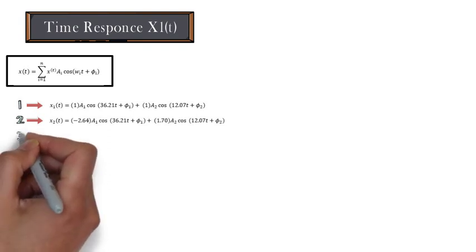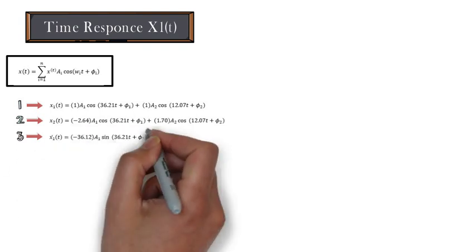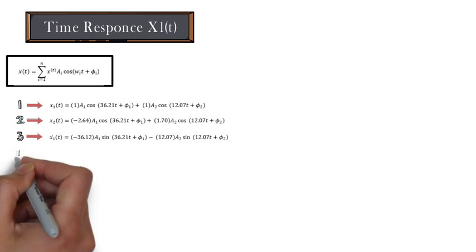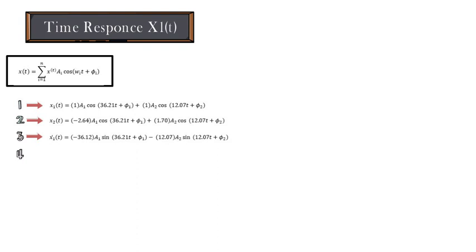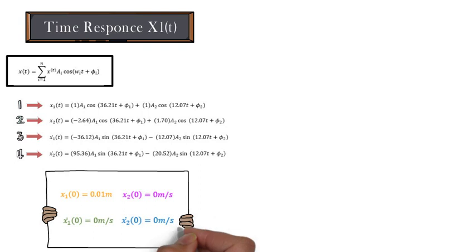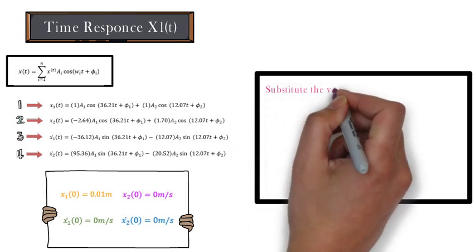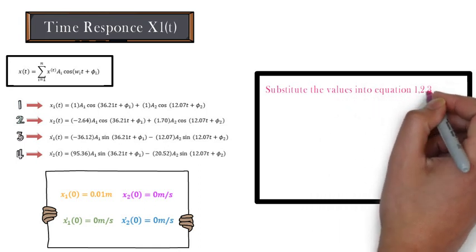For the third equation, it is for x dot 1(t), and the equation looks like this. And for the final equation, equation 4, it is for x dot 2(t), and the equation looks like this. In the box, it shows the value of x1 which is equal to 0.01, the value of x2 which is equal to 0, the value of x dot 1 which is equal to 0, and the value of x dot 2 which is equal to 0. All these values are given in the question, and then we substitute them into the earlier equations, which are equations 1, 2, 3 and 4.